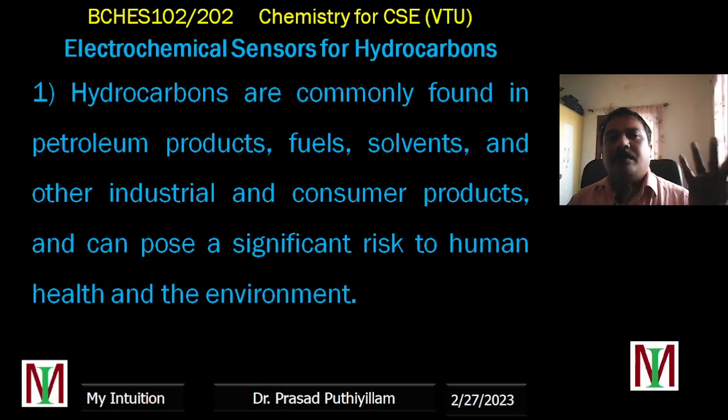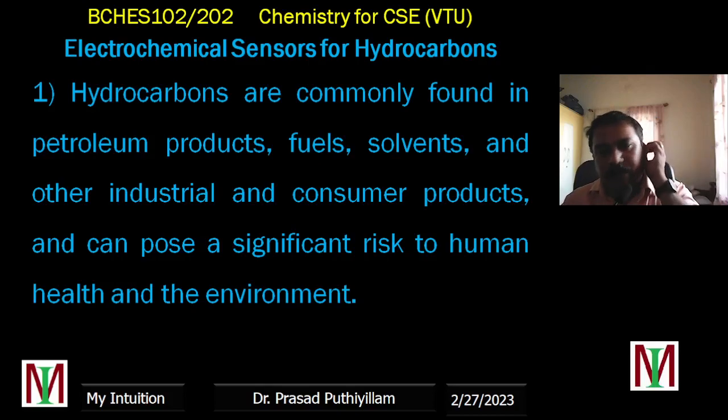There are many other materials which come under hydrocarbons. Alcohol, CH3OH, consists of carbon, hydrogen, and oxygen is also present. So hydrocarbons are commonly found in petroleum products. Mainly, the different hydrocarbons we derive from petroleum products, fuels, solvents, and other industrial and consumer products, and can pose a significant risk to human health and the environment. If we are not properly managing it, they are not so good for our health. It will cause some poisoning effect to our body.